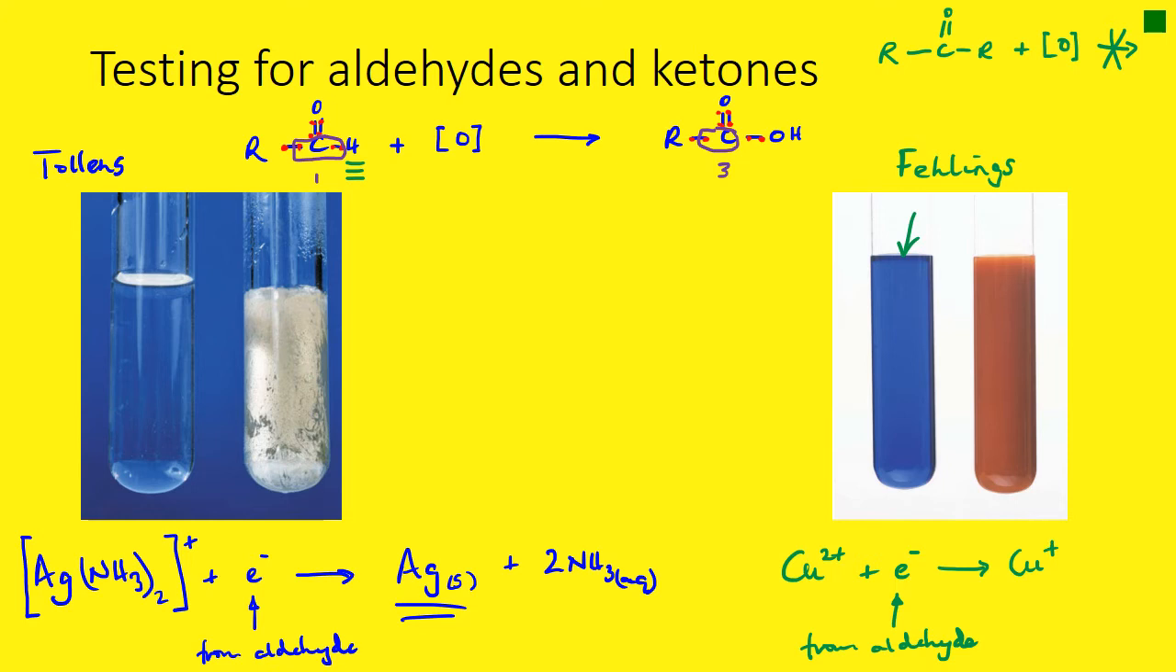And again, when we do transition metals, you'll learn why that makes the color change. But for now, you just accept that this is the color of copper 1+ ions. If that happens, you know it's an aldehyde, and if it doesn't happen, you know that it's not an aldehyde and could quite easily be a ketone.